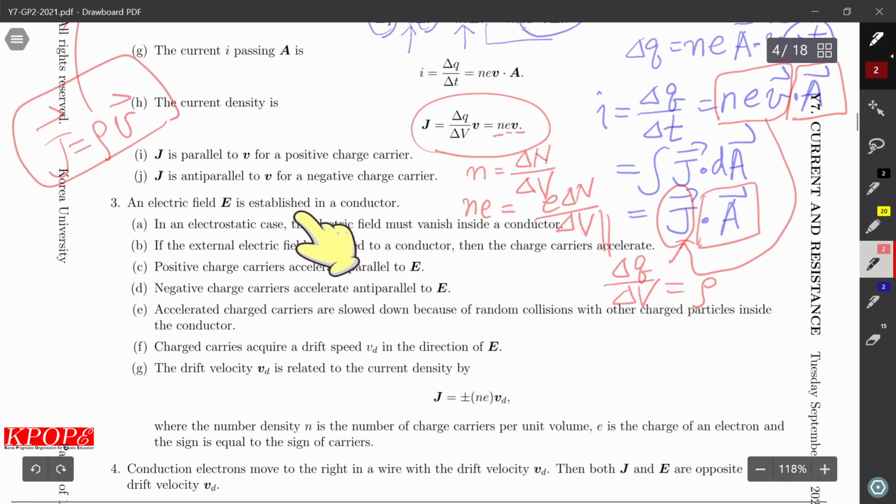An electric field E is established in a conductor. In an electrostatic case, the electric field must vanish inside the conductor. That's right. If an external electric field is applied to a conductor, then charge carriers accelerate. It is impossible to reach equilibrium because of the external force, so they are forced to move. Positive charge carriers accelerate parallel to E. Negative charge carriers accelerate anti-parallel to the electric field. Accelerated charge carriers are slowed down because of random collisions with other charged particles inside the conductor. The charge carriers acquire a drift speed Vd.